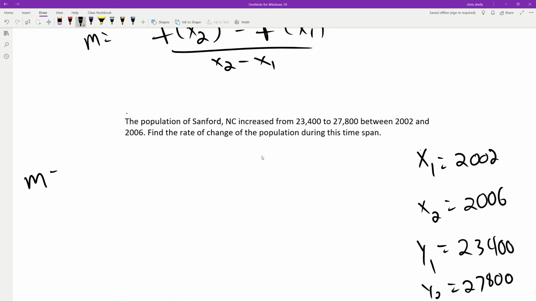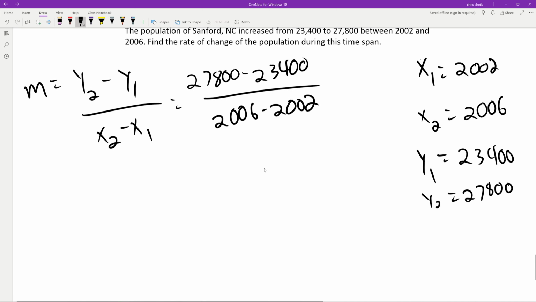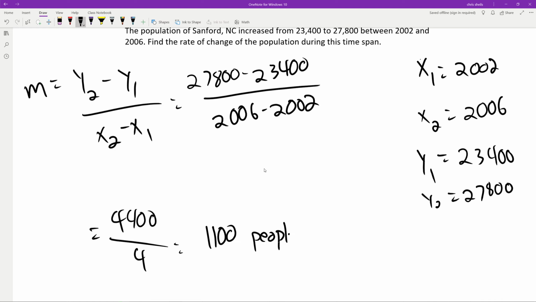So now, if I'm trying to find the rate of change, this is y2 minus y1 over x2 minus x1. This is 27,800 minus 23,400 divided by 2006 minus 2002. 27,800 minus 23,400, that's 4,400, divided by 2006 minus 2002, which is 4. 4,400 divided by 4 is 1,100 people per year.